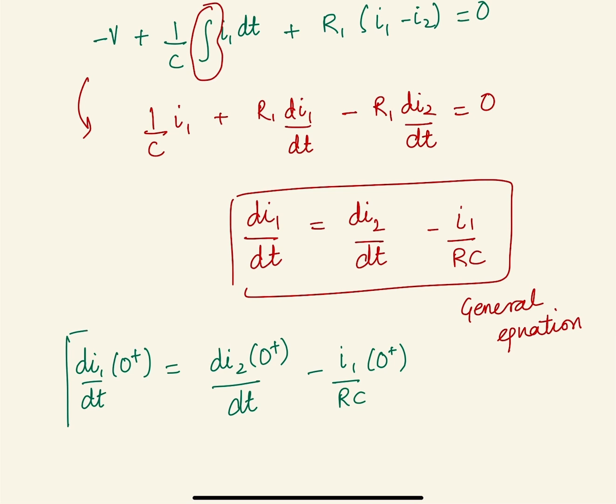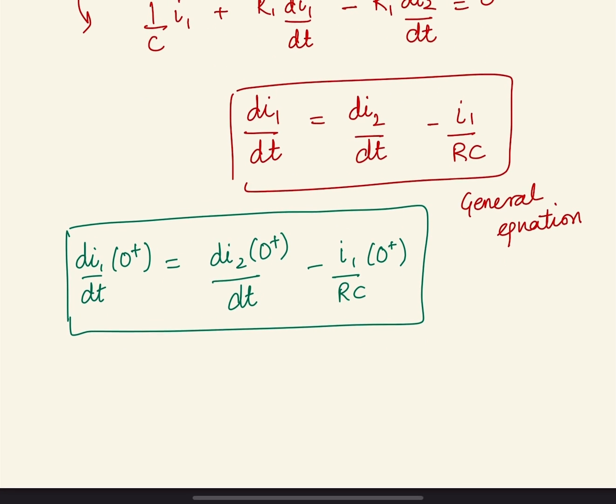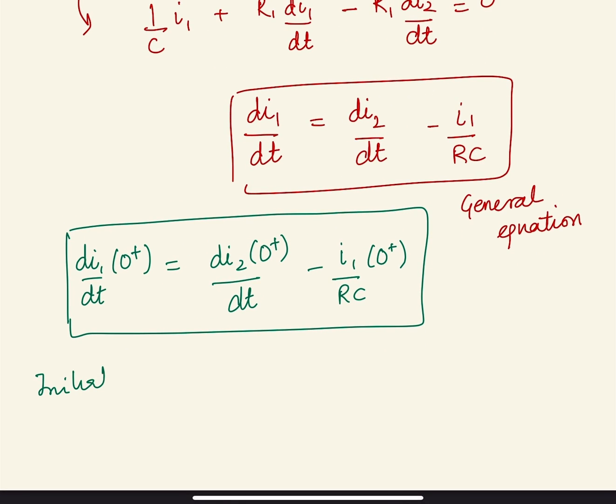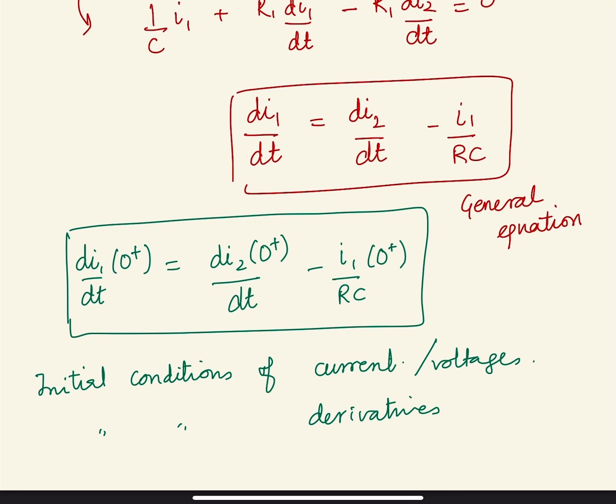So using this methodology, what did we basically do? We basically found out the initial conditions of the currents or the voltages, and we also found out the initial conditions of the derivatives of the voltages or currents.